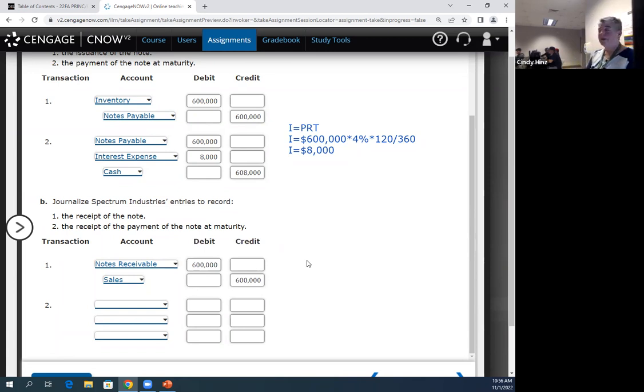Interestingly, this is a little bit different than what I had said, because we don't have the entry. They didn't give us the information we would need to do the second entry for Spectrum when they receive the note, which is relieving their inventory. So based on what we have here, we can conclude that Spectrum does not use a perpetual inventory system. They reported the revenue, but they did not report removing that inventory from their records.